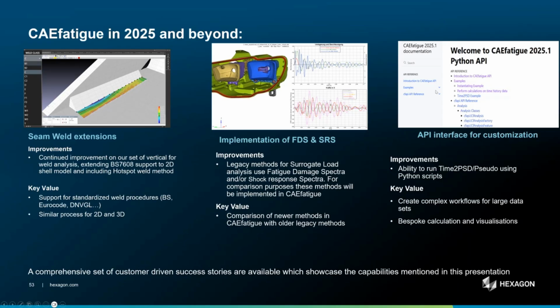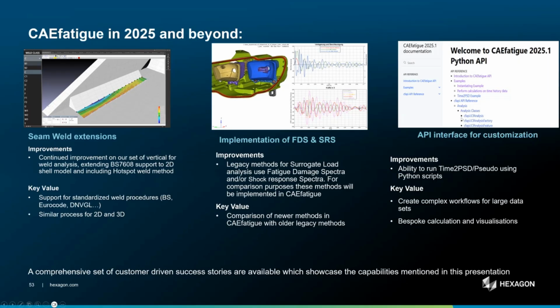And what's beyond? We're going to make more improvements. We're going to introduce the fatigue damage spectrum as part of this surrogate loading. We already have three or four tools, but we're going to add this other one because people are familiar with the fatigue damage spectrum. We're going to look into the shock response spectrum in the next release.